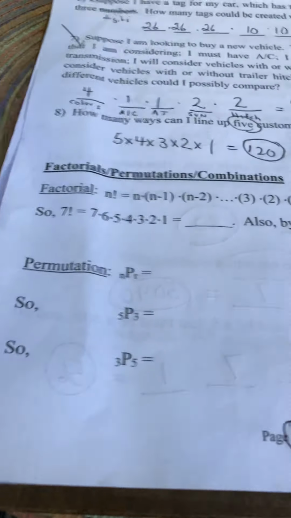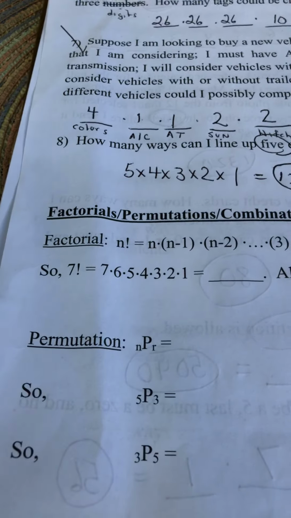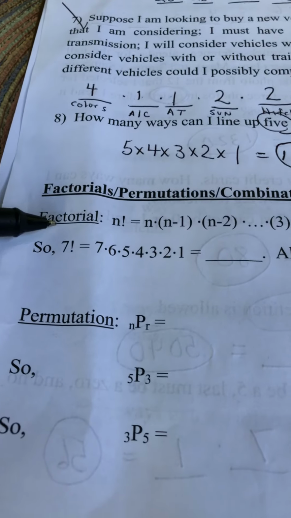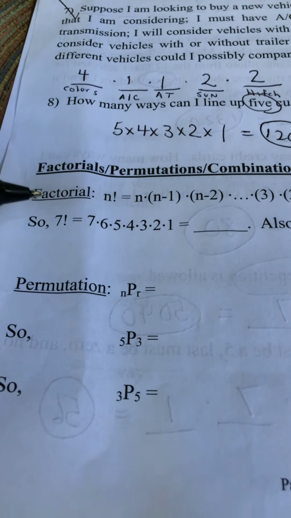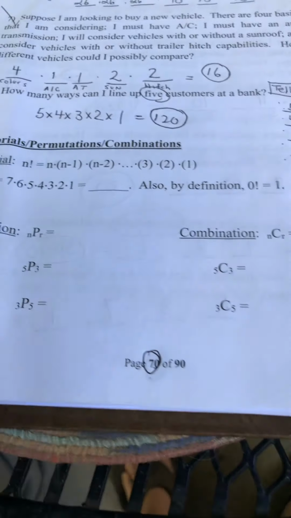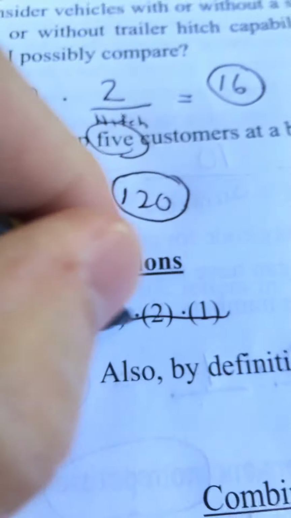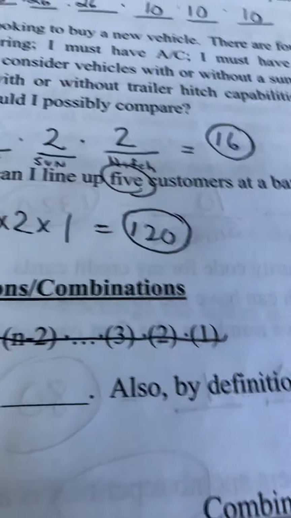All right, ladies and gentlemen, we are still on page 70. This isn't a particular problem number. This is just basically the definition of factorial and then how to actually compute the number of permutations and combinations. We'll talk about that. This first thing I want you to scratch out, that's a little bit obscure.